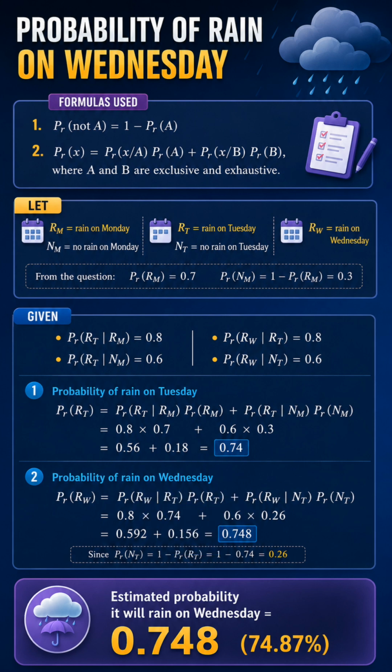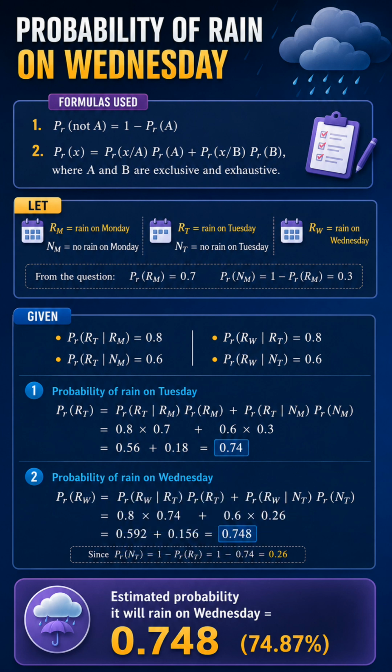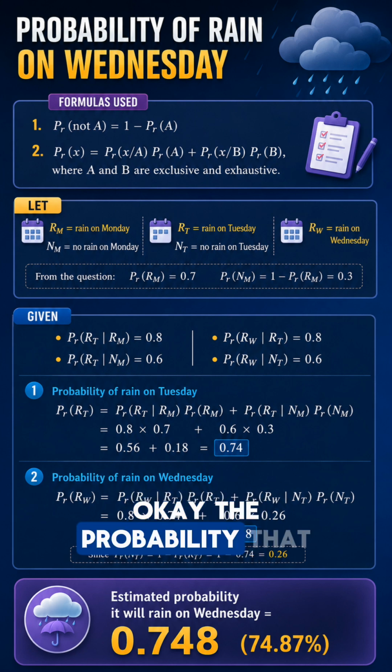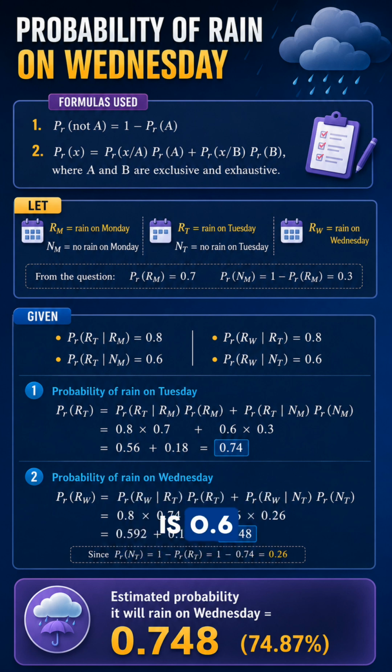We are also given some conditional probabilities in this question. The probability that it will rain on Tuesday, given that there was rain on Monday, is equal to 0.8. The probability that it will rain on Wednesday, given that there was rain on Tuesday, is 0.8 also. We got these from the question. The probability that it will rain on Tuesday, given that there was no rain on Monday, is 0.6. And the probability that it will rain on Wednesday, given that there was no rain on Tuesday, is 0.6. So these conditional probabilities are given from the question.